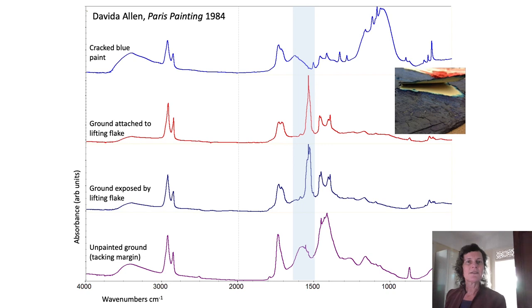The different stage of zinc carboxylate formation in painted versus unpainted ground passages within the same painting suggests the binding medium of the blue paint has provided an additional source of fatty acids which have penetrated the ground and facilitated soap crystallization there.